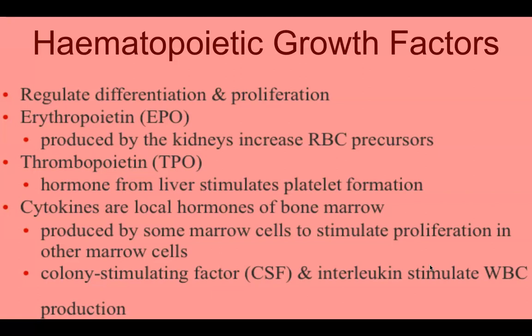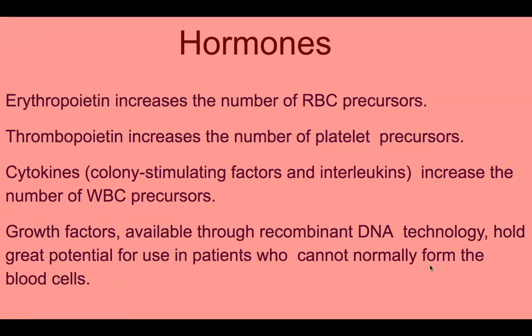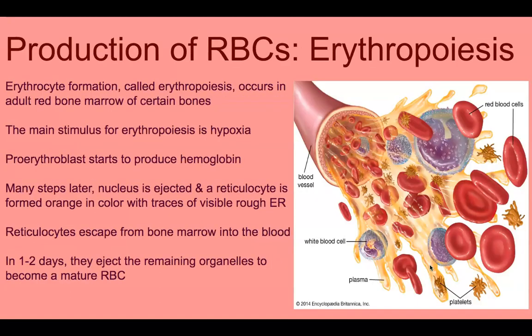Then cytokines are the local hormones of the bone marrow. They are produced by bone marrow cells and stimulate proliferation in other marrow cells, and colony stimulating factor and interleukin stimulate WBC production. Erythropoietin increases the number of RBC precursors. Thrombopoietin increases the number of platelet precursors. Cytokines increase the number of WBC precursors. Growth factors are available through recombinant DNA technology, and they hold great potential for use in patients who cannot normally form blood cells.